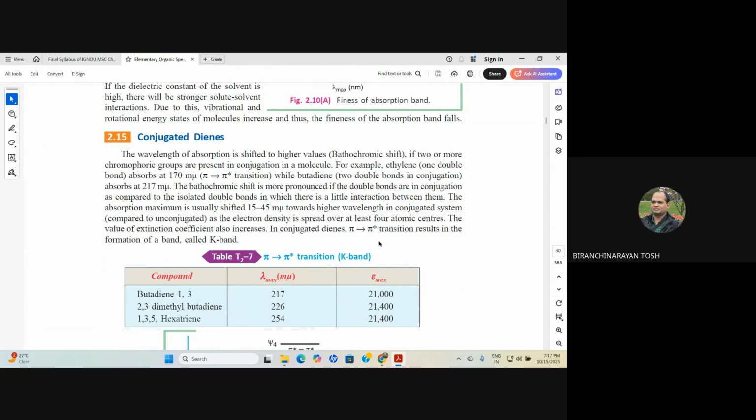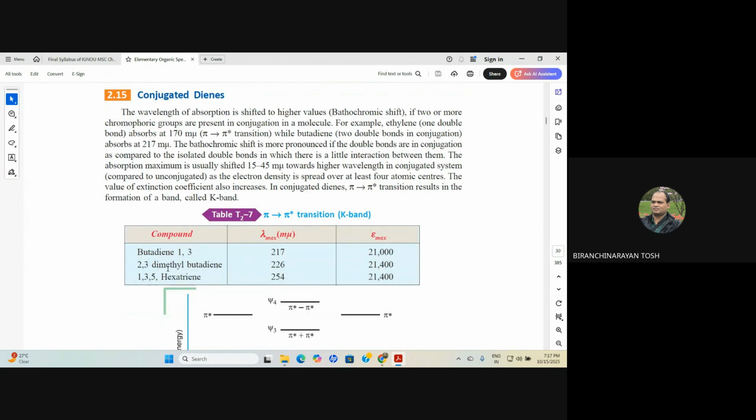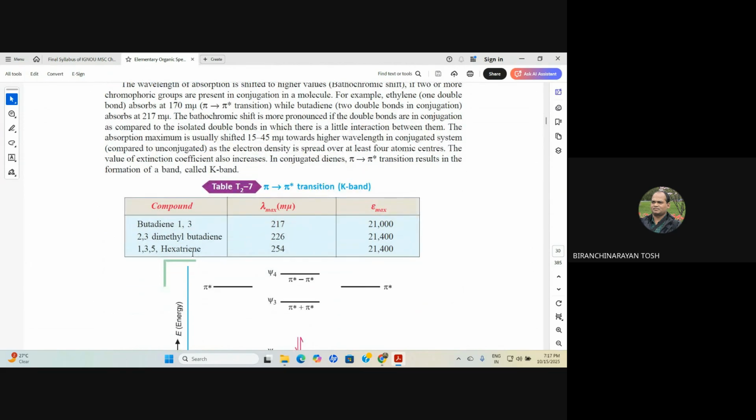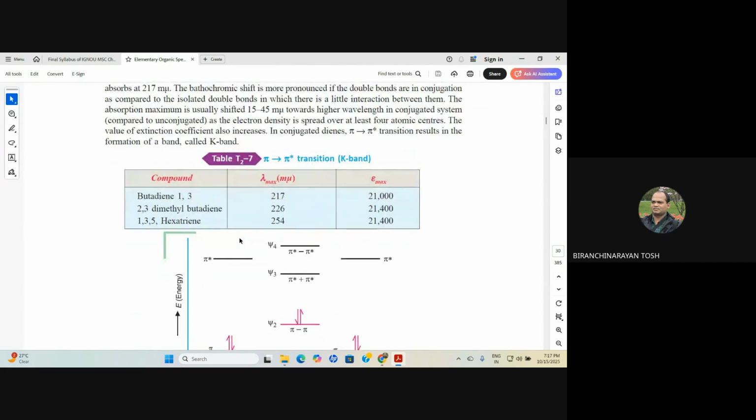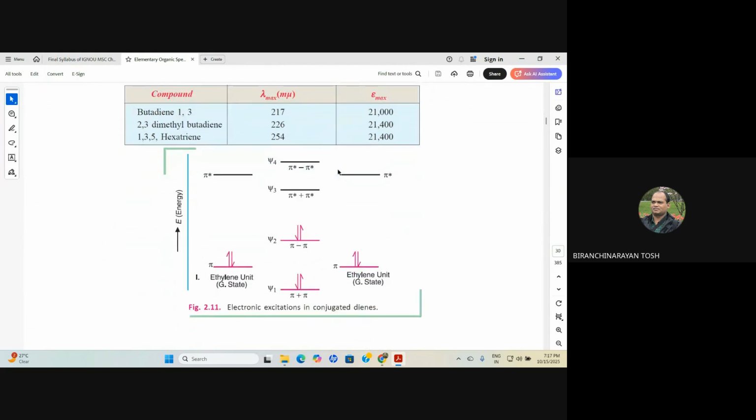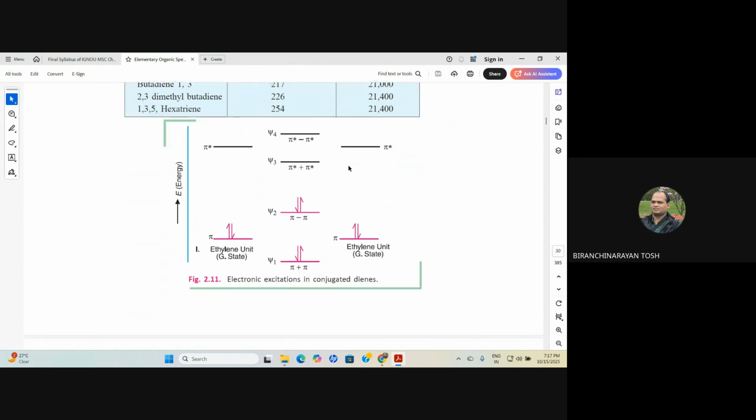So you can see here, we have taken the example of butadiene, 1,3-butadiene, 2,3-dimethyl butadiene, and hexatriene. Hexatriene means again three double bonds are there. Here 2,3-dimethyl, methyl is a substituent. So the lambda max value increases as the conjugation increases. In conjugated dienes, the pi-pi star transition results in the formation of K band. So due to formation of K band, the lambda max value increases.